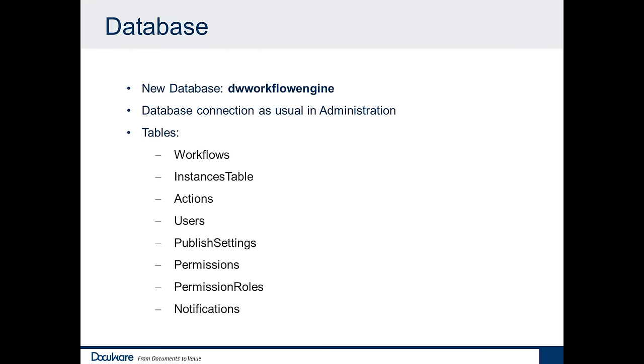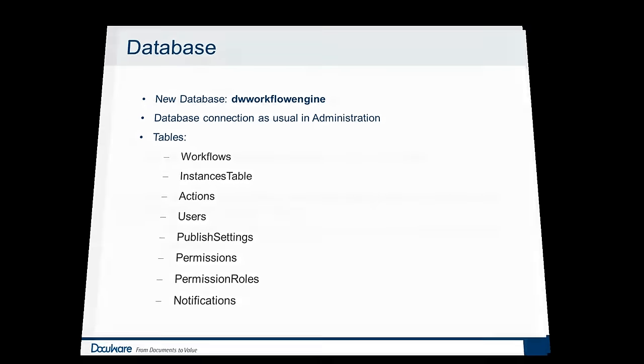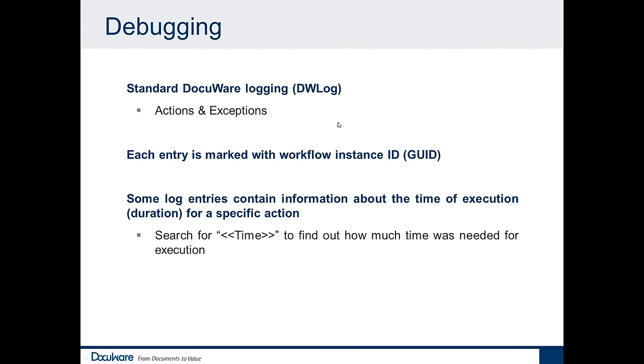There is a new database to handle the workflow. The database connection is made as usual in DocuWare administration. It has the following tables: workflows, instances table, actions, users, published settings, permissions, roles, and notifications. The standard DocuWare logging applies, and you can debug log the workflow engine just the same as you do content server, etc.